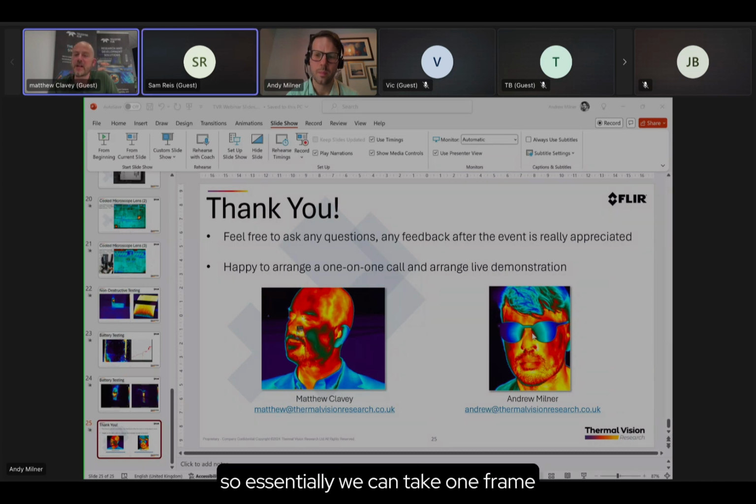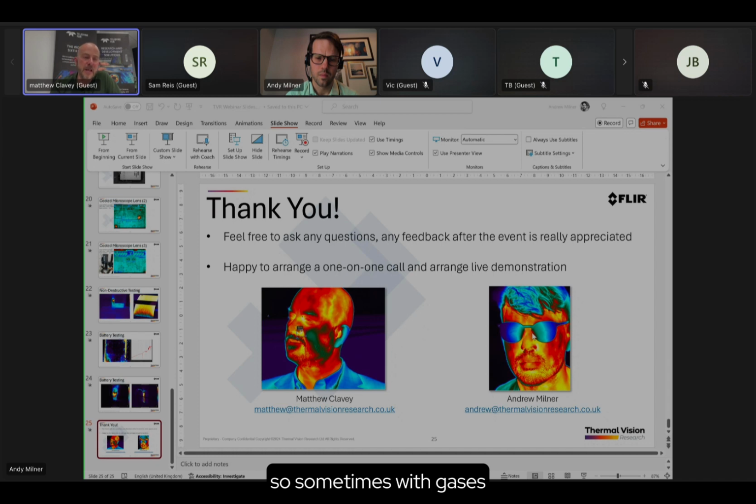But there are also filters and things that we can do in the software. Essentially we can take one frame and remove it from the next frame, then remove it from the next frame, and what you see are the differences between each frame. So that coupled with a filter can help. Sometimes with gases, it's a combination of the right camera, the right filter, and also using the software correctly.